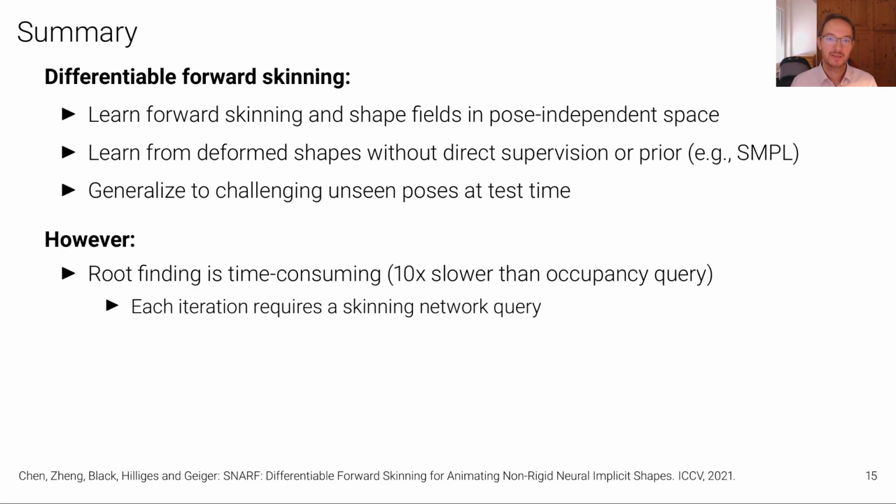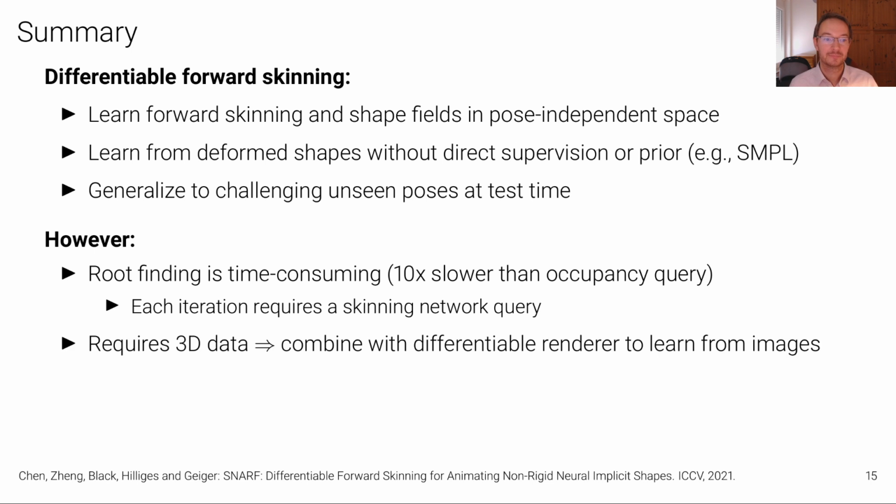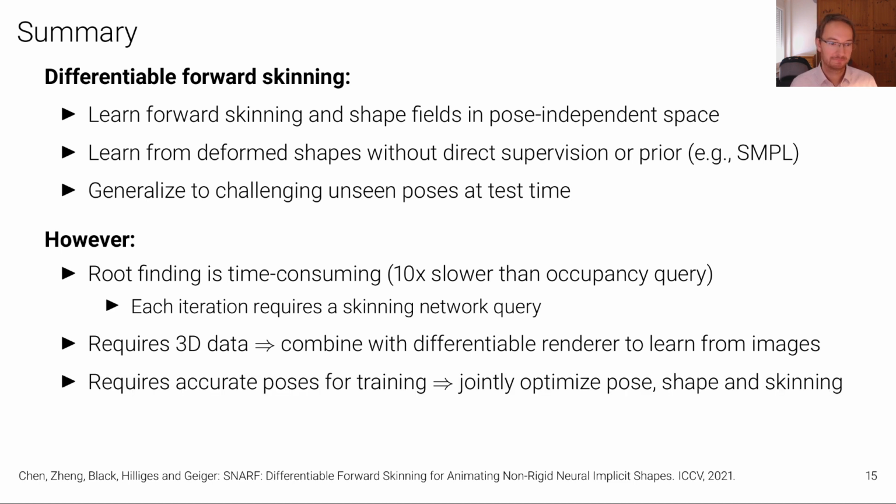However, root finding is time consuming, roughly 10 times slower than the occupancy query alone. And each iteration requires a skinning network query. Also, at the moment, we still require 3D data. For training our models, we've used watertight 3D meshes. So it would be nice to combine this in the future with a differentiable renderer to learn from images directly.